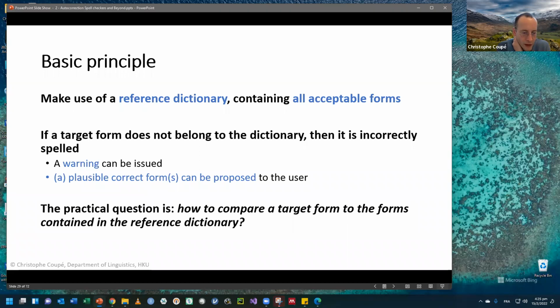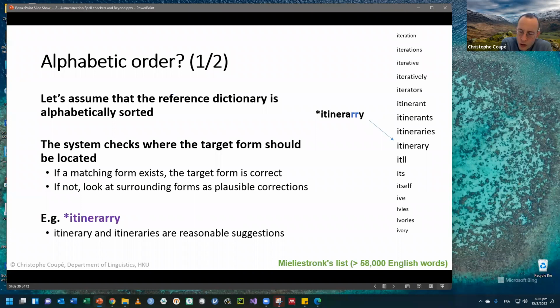Okay, so we have our dictionary, and we want to check if our target form is in the dictionary. The question, which is more practical, is how can we compare a target form to the forms contained in the reference dictionary? Let's assume that our dictionary is like the dictionaries we are all used to. It is alphabetically sorted. So we start with the letter A and then B and then C, and everything is how it should be. But you can see here on the right, you have iteration, iterations, the plural form, iterative, iteratively, iterators, etc. So it's not like the dictionary you are used to, where you only have the dictionary form of the words. Here we also have the plural forms and stuff you wouldn't find in the normal dictionary.